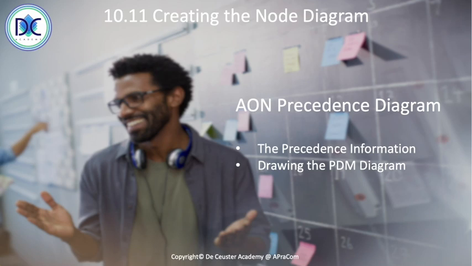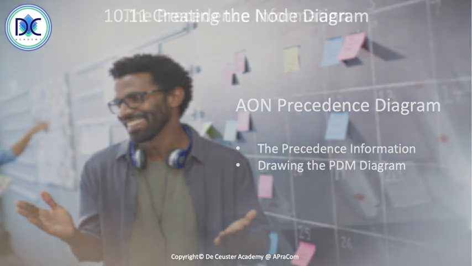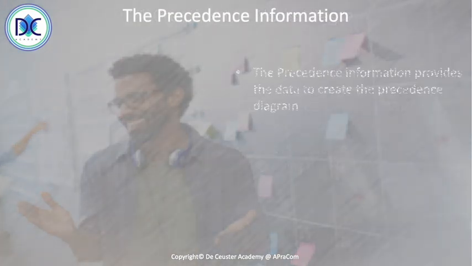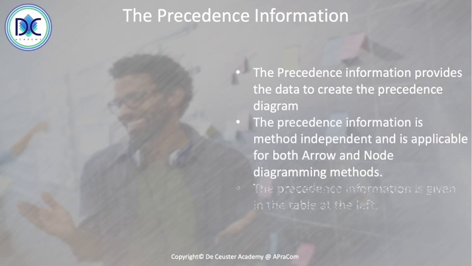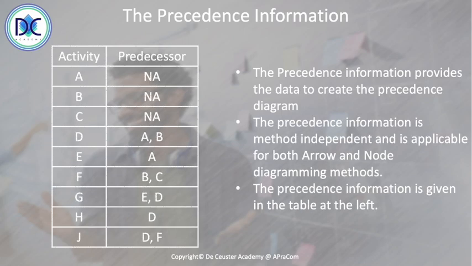Here we are creating the precedence diagram or the node diagram. This is an activity on the node precedence diagram, and we will start with the precedence information. Here we have the precedence information, and this is the same information that we had before. The precedence information is independent of the method that we are using to create the precedence diagram.